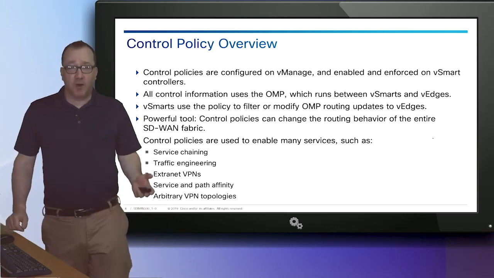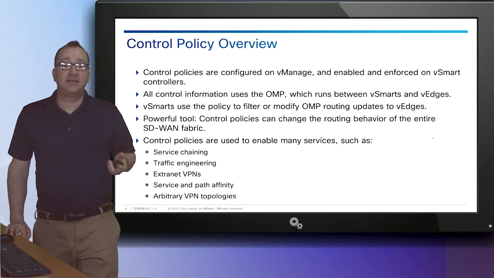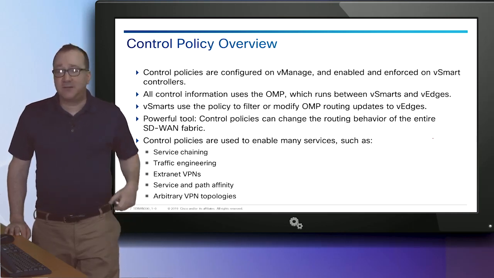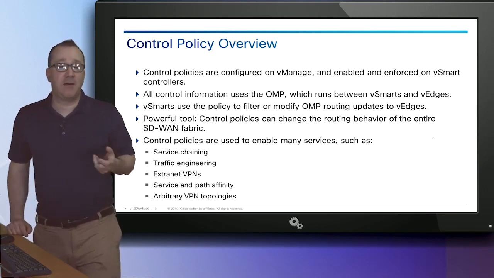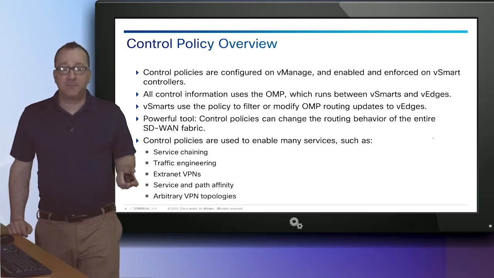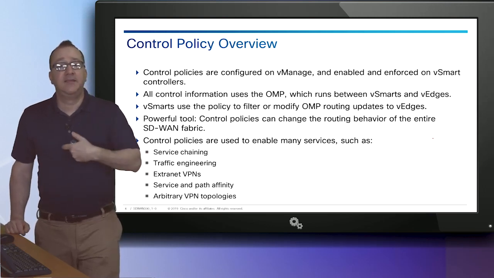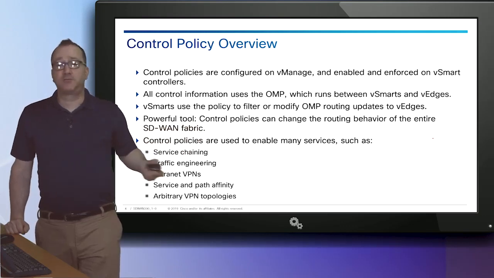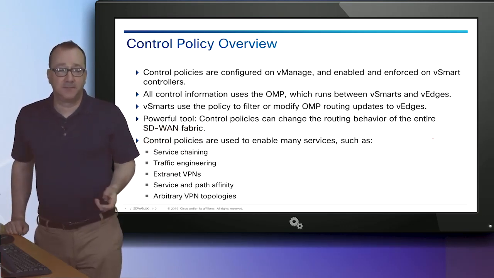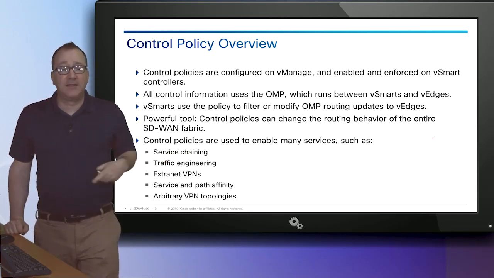So, control policies, as we discussed in the last section, are configured in vManage, and then are sent to the vSmart controllers. They're never sent to the vEdges themselves. The vSmart controllers use the policy to filter and modify the OMP routing updates to the vEdges. vSmarts are automatically synchronized so that each vSmart has the same view of the network. So if I say this site should not get the routes to this other site because those are restricted, the vSmart just won't allow that site to see those routes in the first place. Centralized policies influence the entire SD-WAN fabric. Therefore, central control policies are very powerful and must be well understood and tested before deployment.